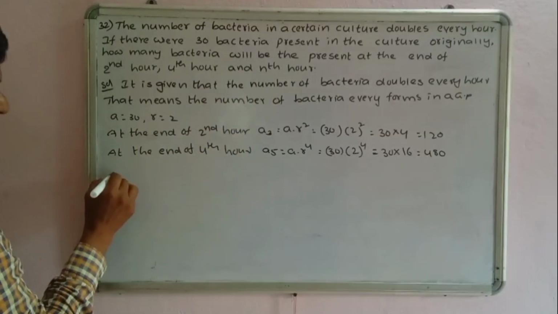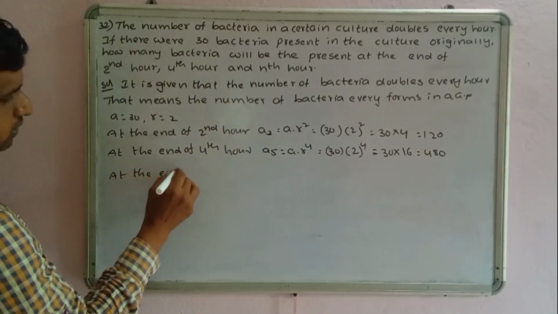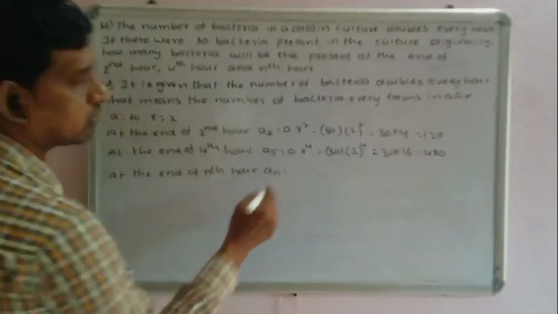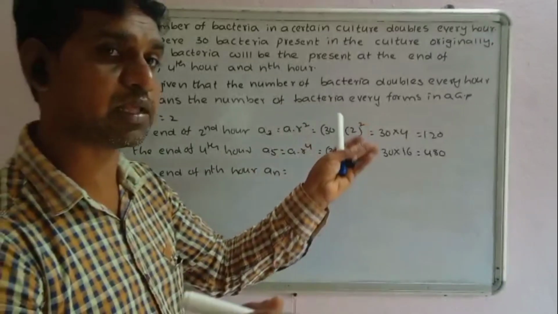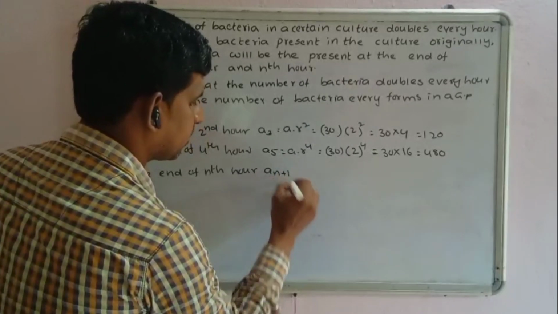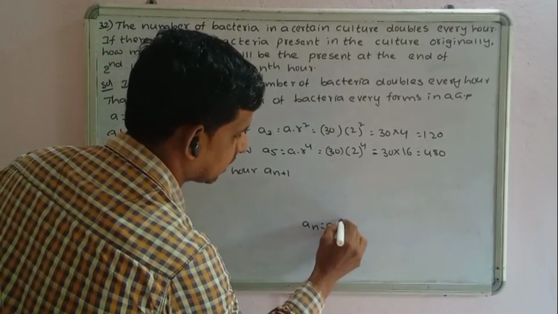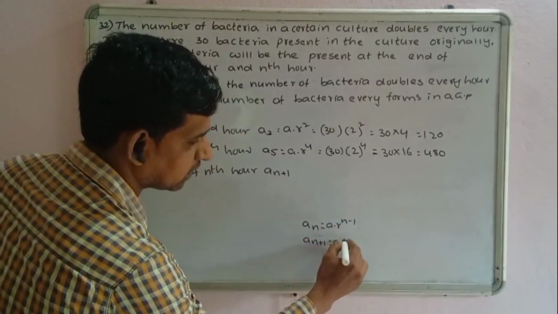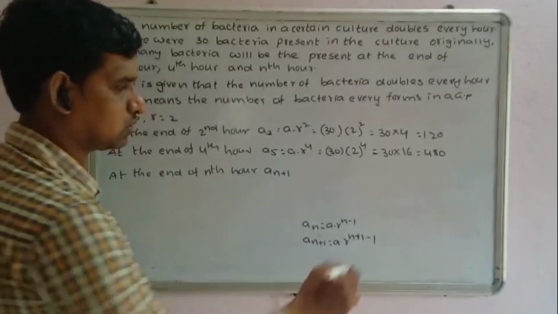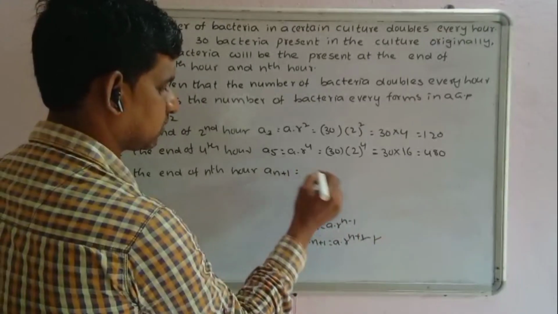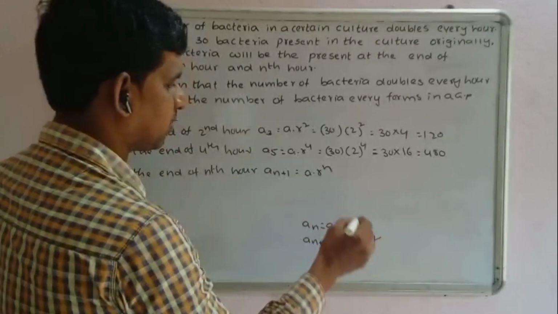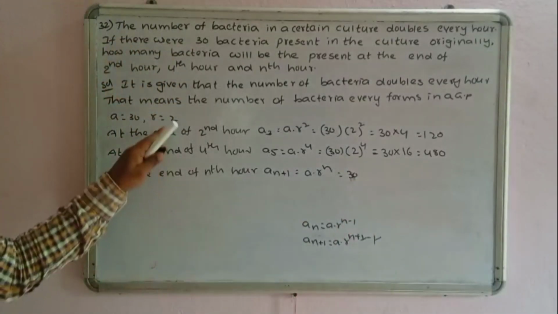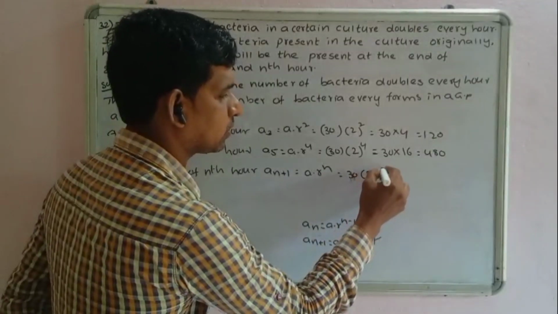At the end of the nth hour. So at the end of the nth hour is nothing but after the nth hour, that means a(n+1). What is actually the an formula? a into r power n minus 1. Here replace n with n plus 1. So a(n+1) equals a into r power (n+1) minus 1. The minus 1 and plus 1 cancel. That equals a into r power n. a value 30, r value 2. So 30 into 2 power n.